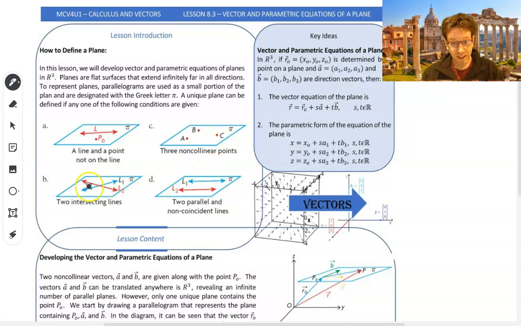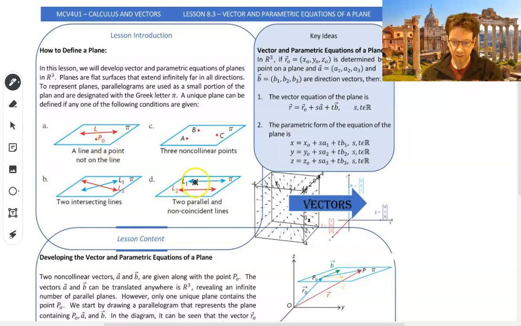I could have 2 lines. Those will work if those 2 lines are intersecting. Or I can have 2 parallel lines as long as they're not coincident lines, meaning as long as they don't lie on top of each other, because that doesn't give me any additional information at all. So these are the things I'm going to need to create some sort of equation to properly define a plane.